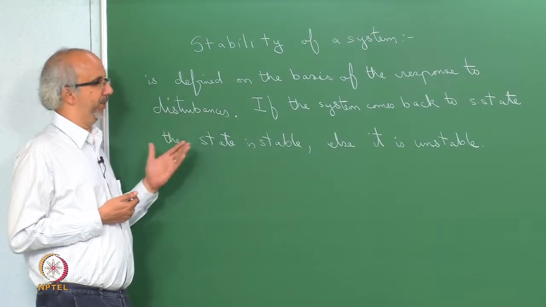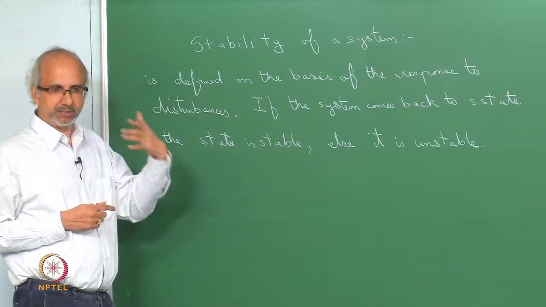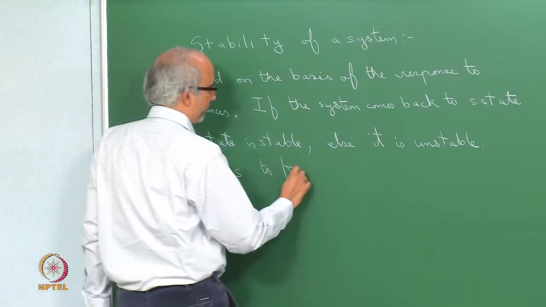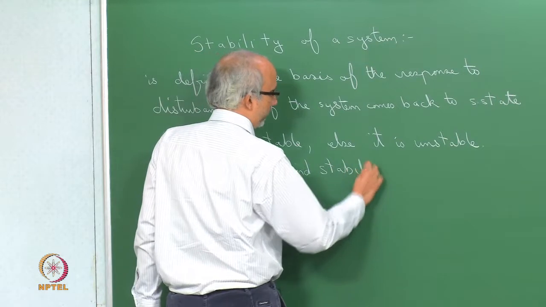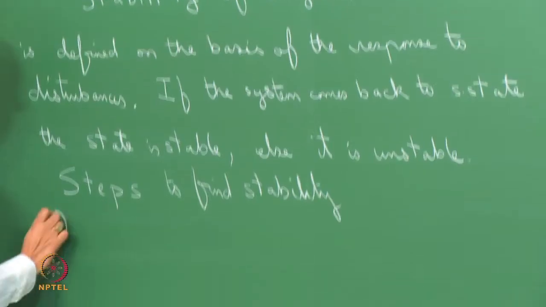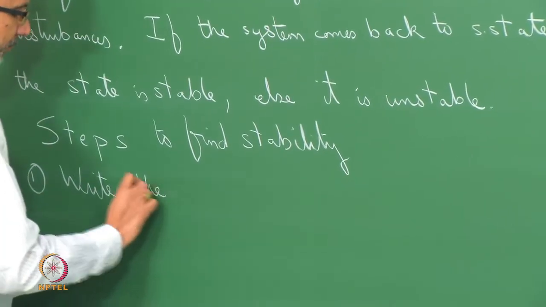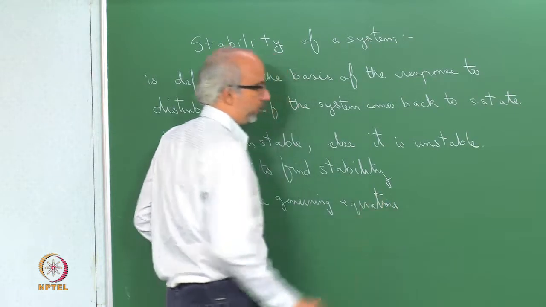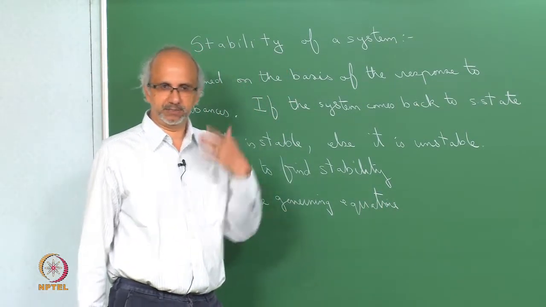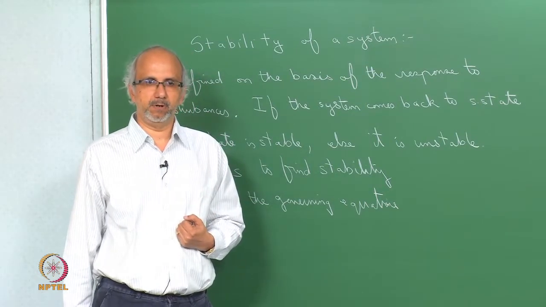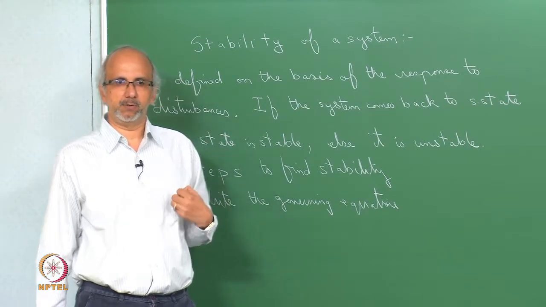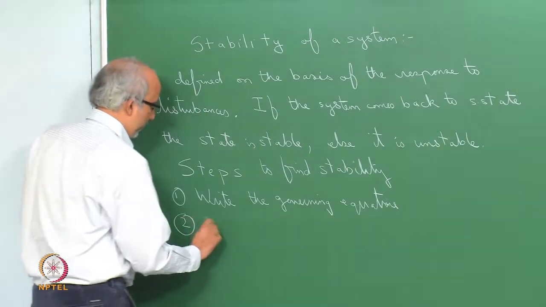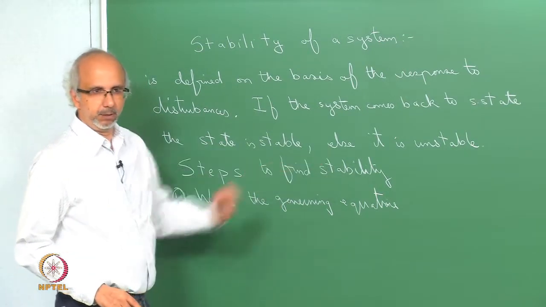So whenever you want to find out the stability of a system, what are the steps you need? The steps to find stability: first, write the governing equations. This could be equation of continuity, equation of momentum, conservation of mass, whatever it is, which is going to describe the system. Then once you have the governing equations, the next thing you have to do is find the steady state. And this will be dependent upon the problem you are considering.